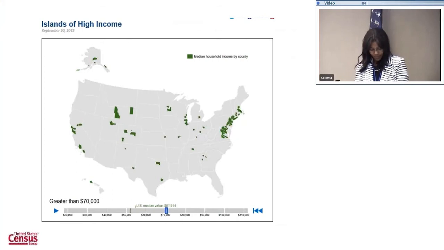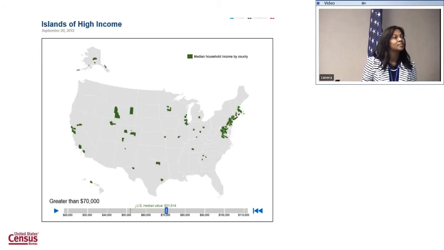So I'm Eric Newburger. I'm from the United States Census Bureau. You're presently looking at an interactive graphic that we did, the absolute bare minimum interaction you can have in a graphic. It's just a slider across the bottom of that screen. And what you're seeing are the counties lit up in green that have a median household income higher than where the slider is, which is presently at $70,000. So those are the high income counties in the United States, 70,000 or more, selected by the user.